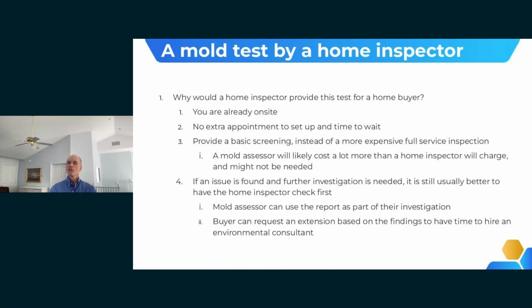If a mold issue is found, as I mentioned, that needs further investigation, it's good for the home inspectors to have a group of people that they could recommend calling for further assessment. You would always want to give a few choices for the home buyer to choose from. And if there is a problem, you can get an extension. So again, the goal is not to derail the purchase. It's just to make sure that the home is in excellent condition.